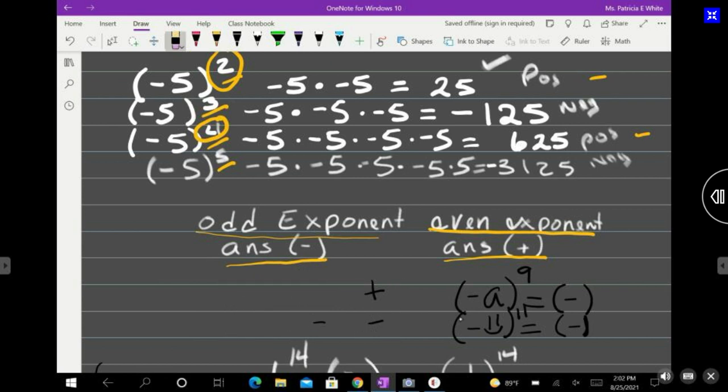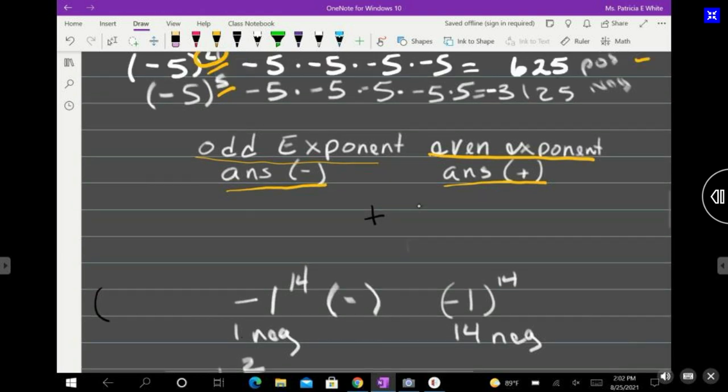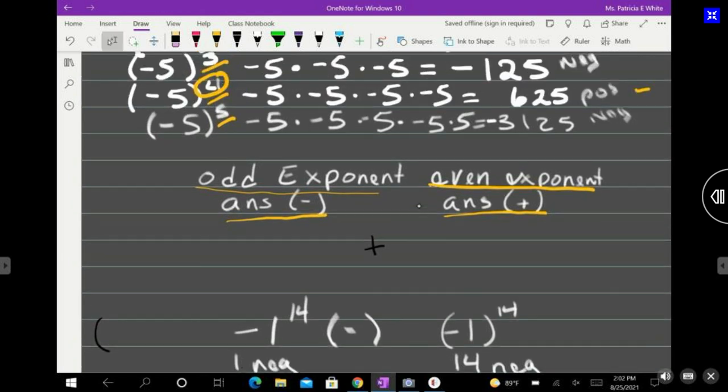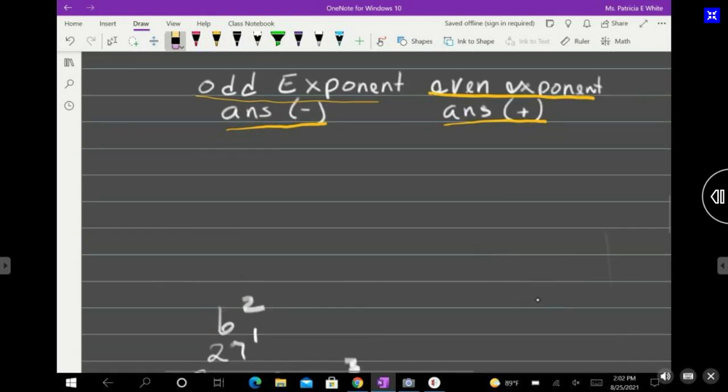So just a little more practice. Did I say even exponent? Even exponent gives me a positive answer. An odd exponent gives me a negative. Now again, this is when we're dealing with negative numbers.